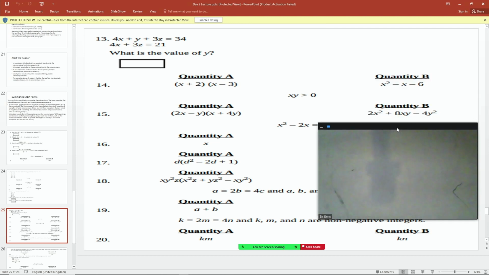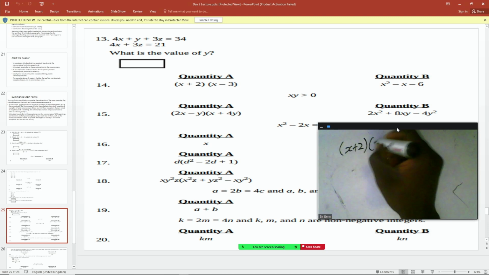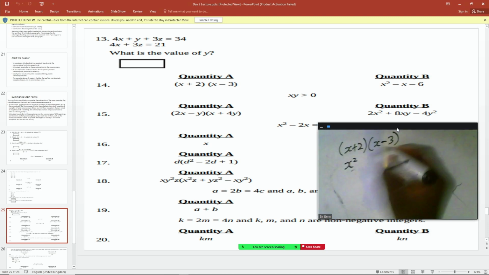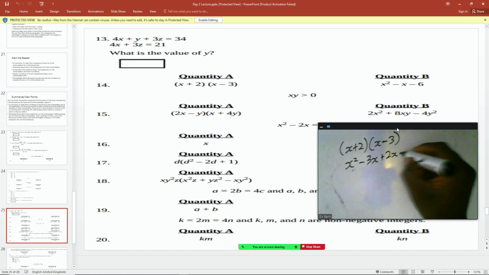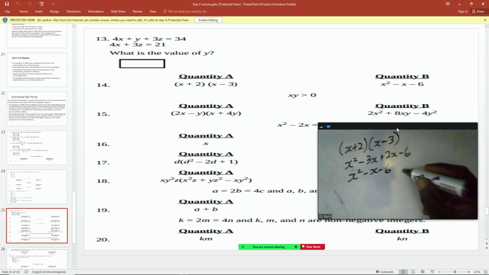We are expanding quantity A and comparing it to quantity B. So when we expand, x plus 2 times x minus 3, x will multiply the brackets. We have x squared minus 3x. Then 2 will multiply, plus 2x minus 6. So this gives us x squared minus x minus 6. So that is the same as what's on the other side, quantity B. So our answer is they are equal. The two quantities are equal. So C, the answers are equal.